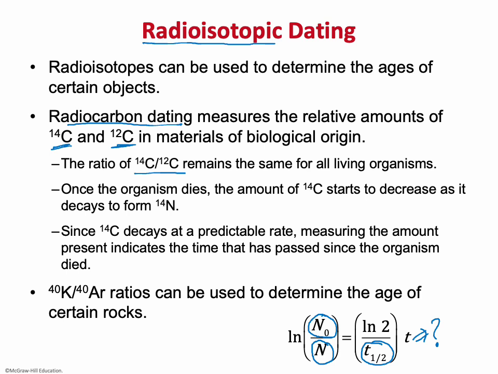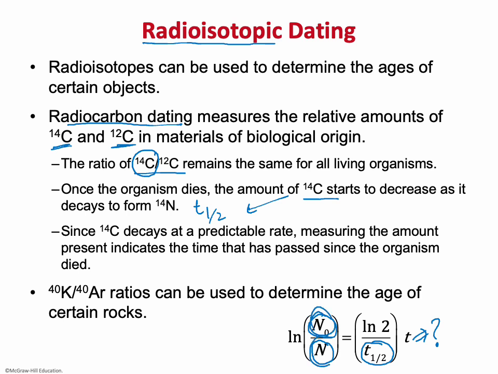But once the organism dies, the amount of carbon 14 starts to decrease as it decays to form nitrogen 14. Since carbon 14 decays at a predictable rate, we know the half-life of carbon 14. We have measured it, so it's in our records. Based on that, if I can measure how much carbon 14 ratio is present now, and what the ratio should have been when it was living, that ratio we can plug in here.